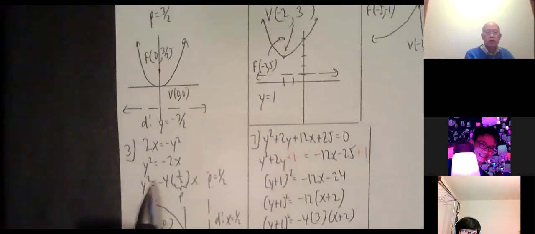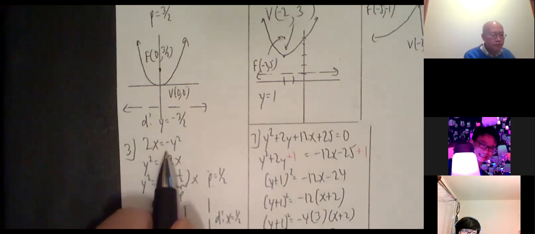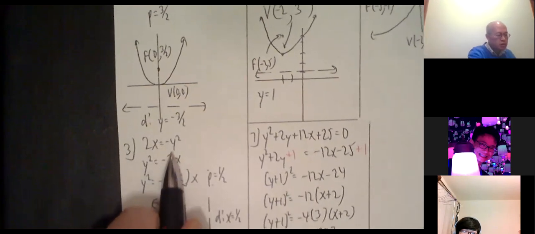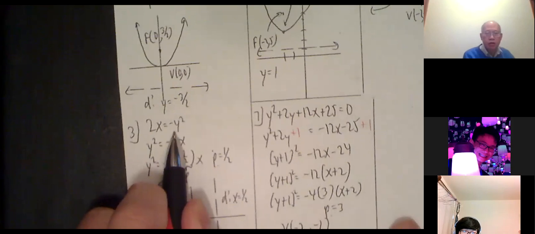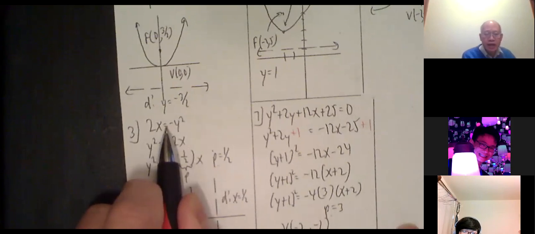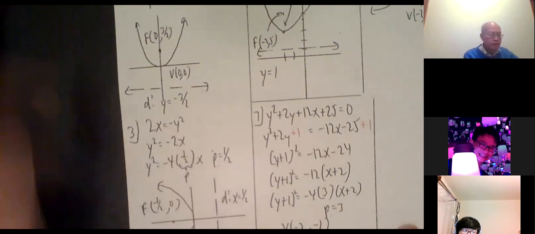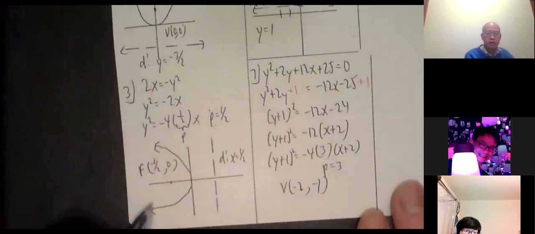All right, number 3, 2x equals negative y squared. Which way would that open? It's squared in y, not in x, and there's a negative. So that's going to open to the left. That tells me it's going to go this way.